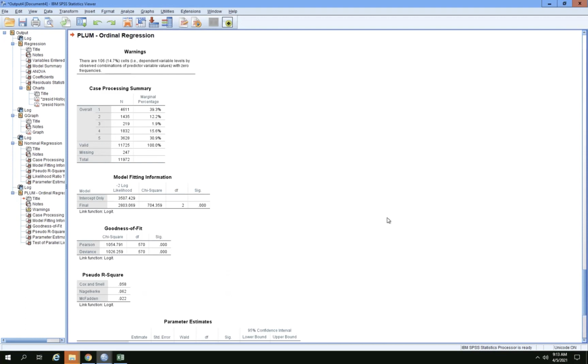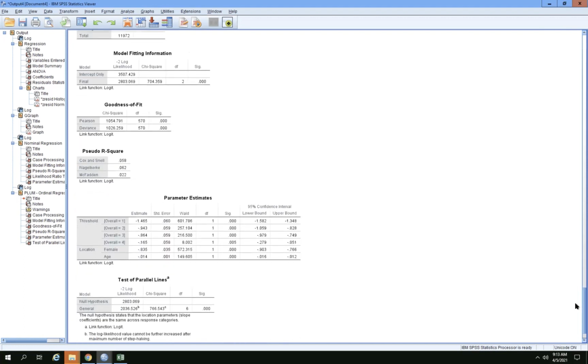And so as in the other cases, we'll start with a summary table that just gives us details. I would suggest you work through this because this helps you to understand if there are any issues with missing data or observations being thrown out. So you'll see in this case, there are 247 cases where either the respondent didn't provide an answer on that 1 through 5 scale, or their gender or age was unknown to us.